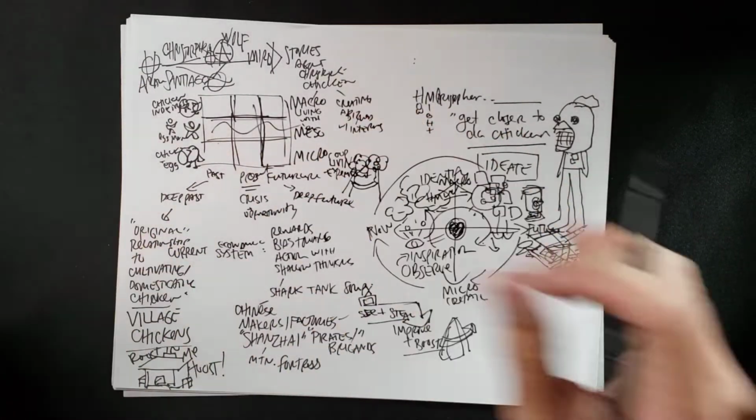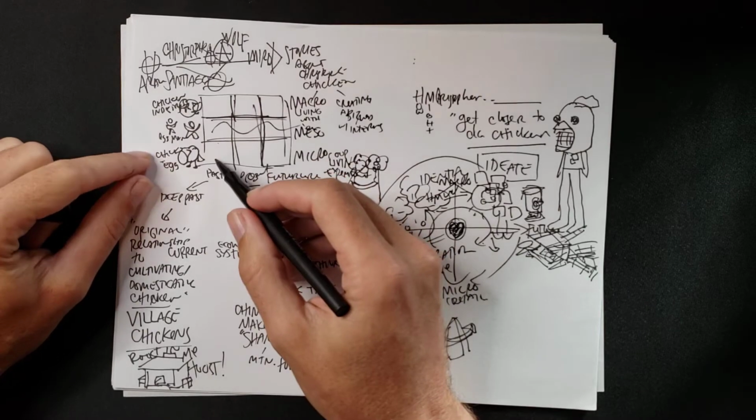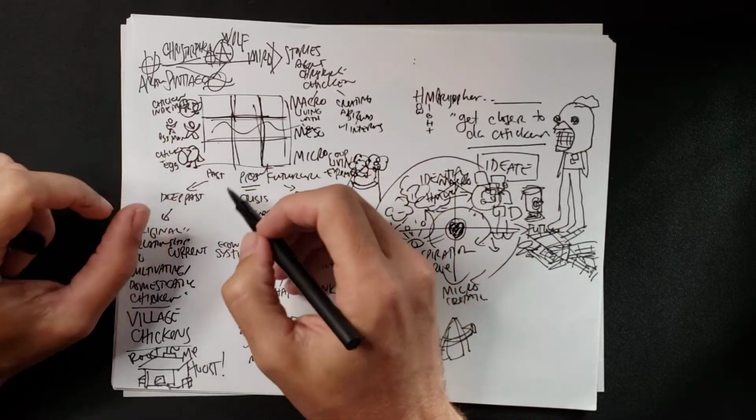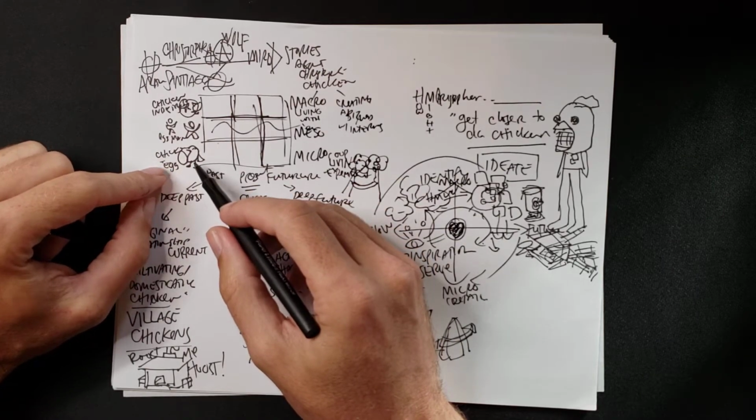So let's think about the big picture. Okay, so now, what does it mean for the chickens? This is where I'm going to go with micro. This is how I'm interpreting micro: let us consider the quality of life for the chickens.